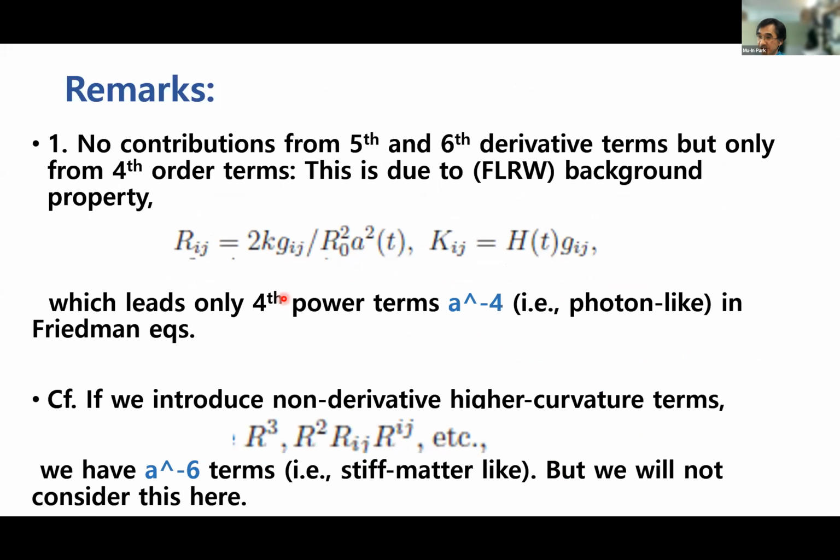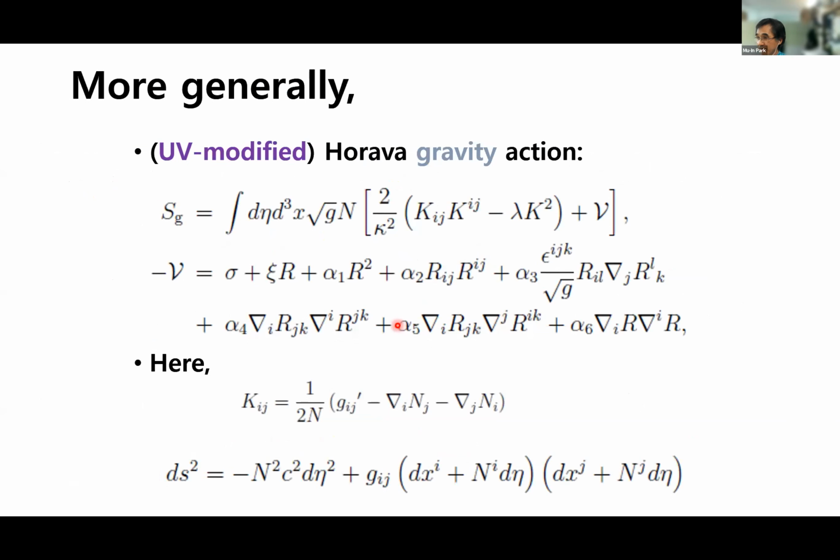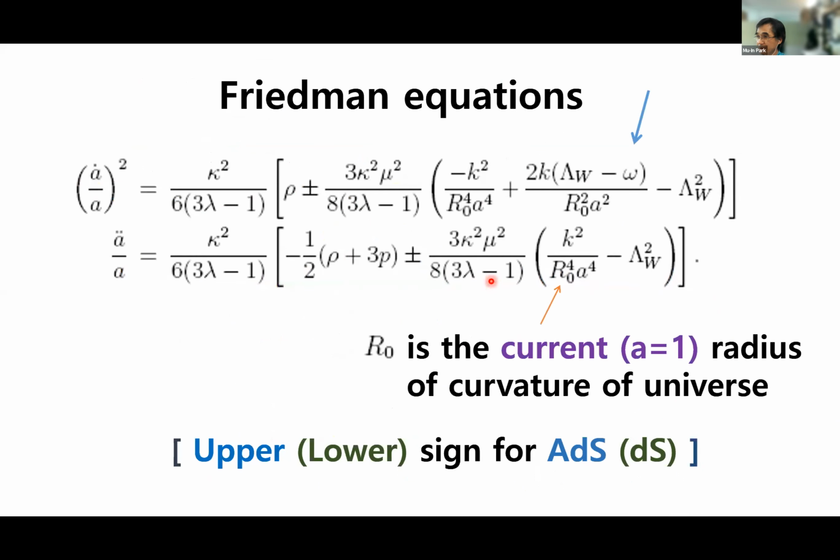A remark is that, interestingly, even though the action has sixth order, there is no contribution from the fifth and sixth derivative terms, but only from the fourth order term in the action. This is basically due to the simple FRW background property like this. Because of this, even if you consider the spatially covariant derivative, there is no effect. That is the reason why these terms do not produce any effect in the Friedmann equation. Only this term produces an effect. But this is fourth order, so that actually gives a to the fourth power in the Friedmann equation, like here. This is the first higher derivative correction from Horava, and then the remaining corrections are here.